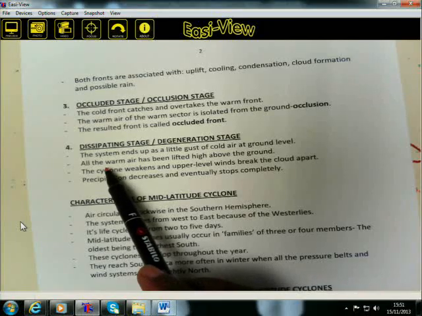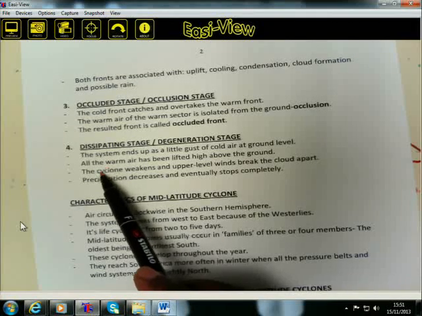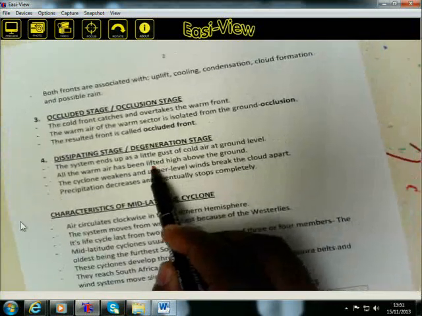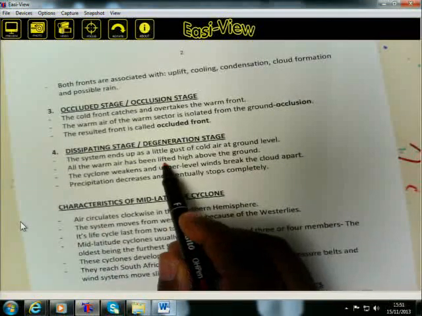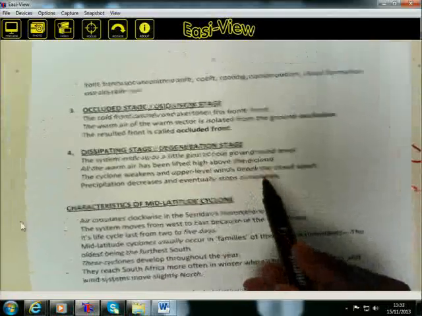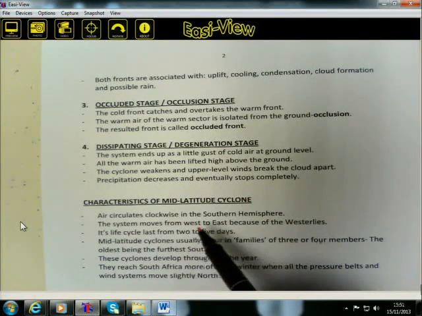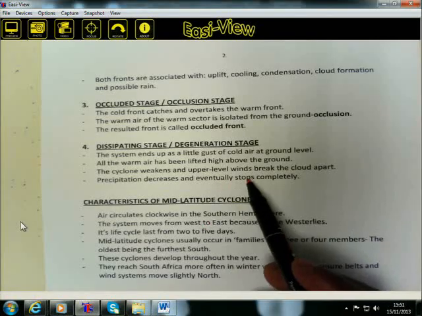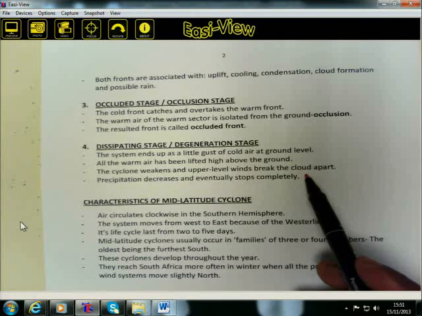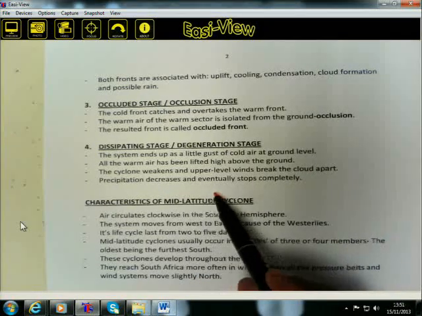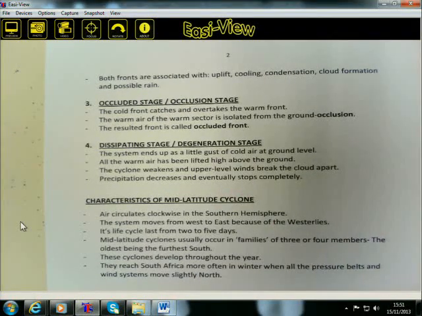We are saying, under the dissipating stage, all the warm air has been lifted above the ground. And then the cyclone weakens, and upper level winds break the cloud apart. And then the precipitation decreases and eventually stops completely. Those are the stages of the mid-latitude cyclone.